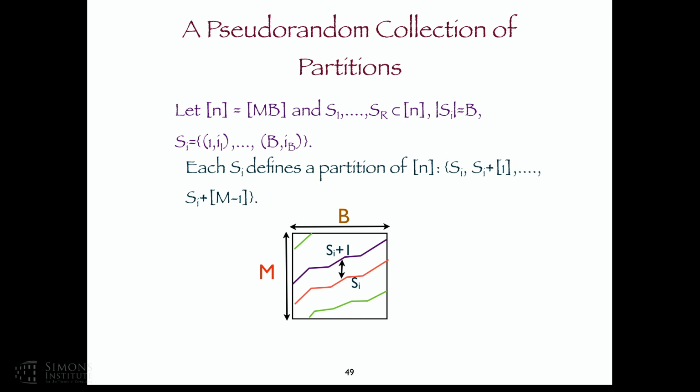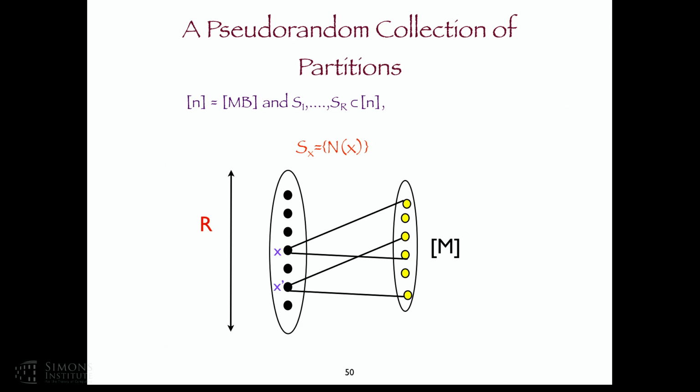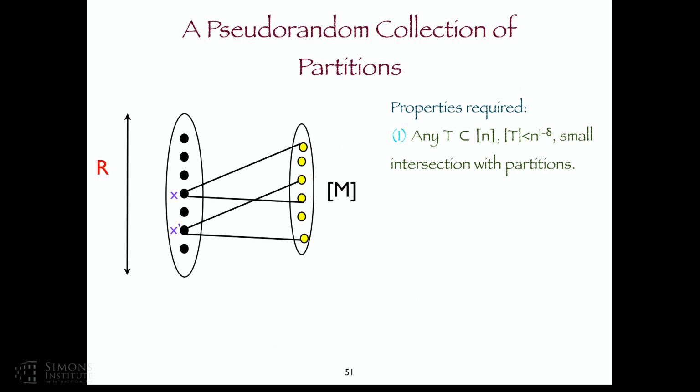So if you want a lot of partitions of n, one way is to come up with these small sets and then shift them. And the way we come up with these small sets is looking at the graph of the seeded extractor. And corresponding to each left node, we define the neighbors to be the Si's. So this gives you our partitions.